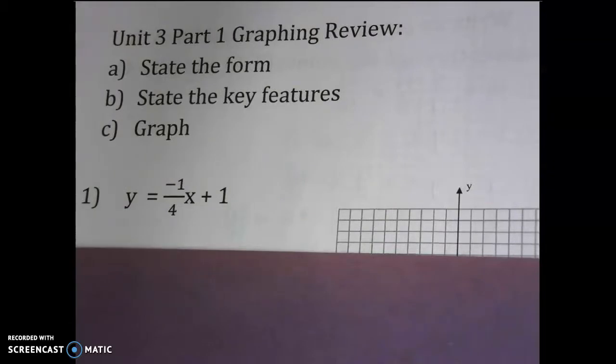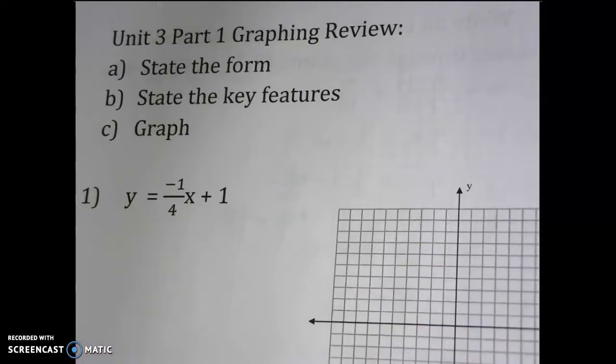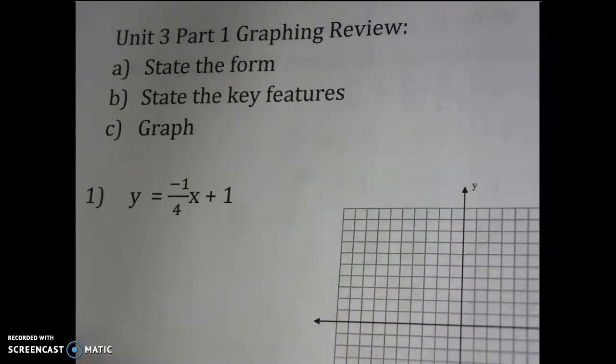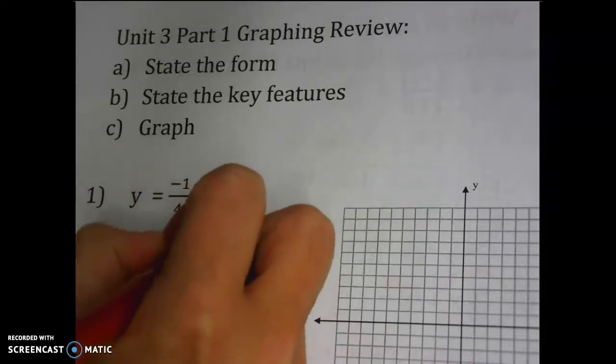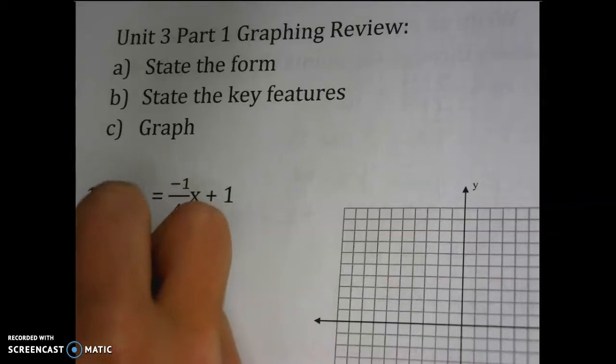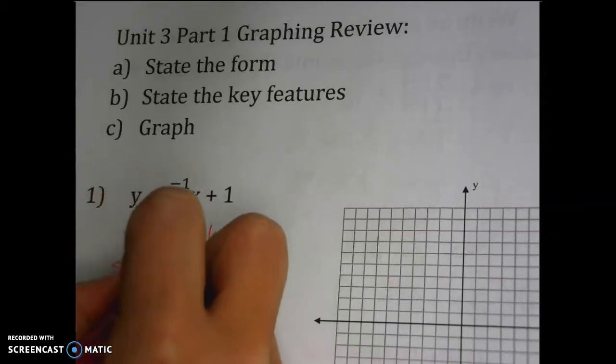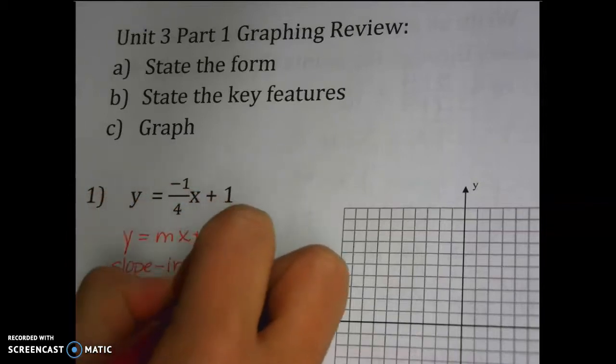All right, so here we have number 1. We first want to identify what form it's in. This is in the y equals mx plus b form, which is called slope-intercept. So the form is slope-intercept.